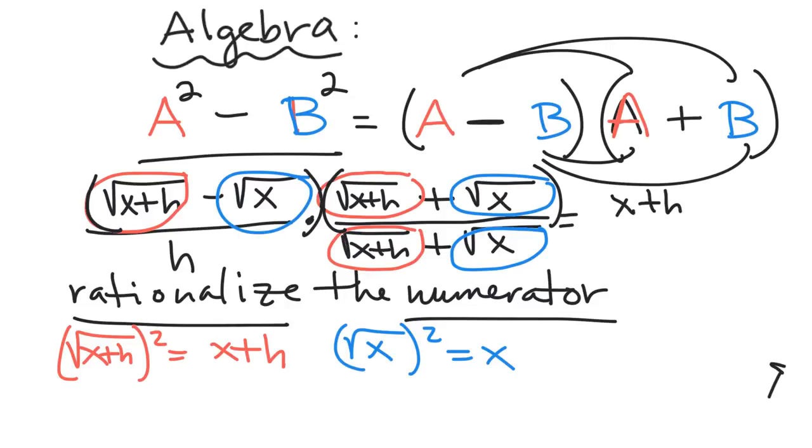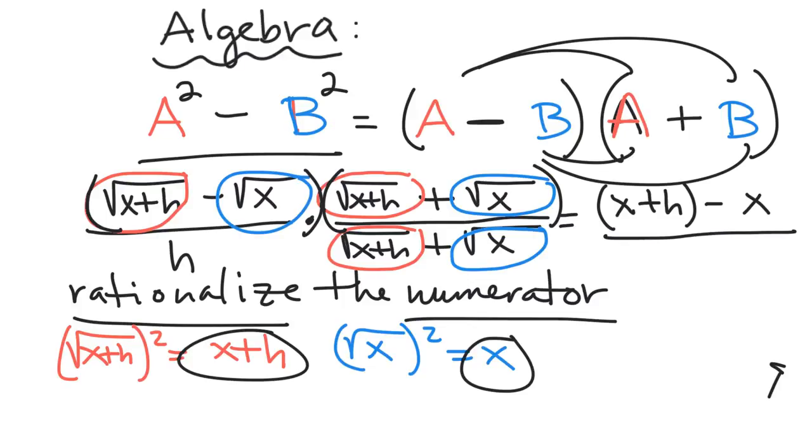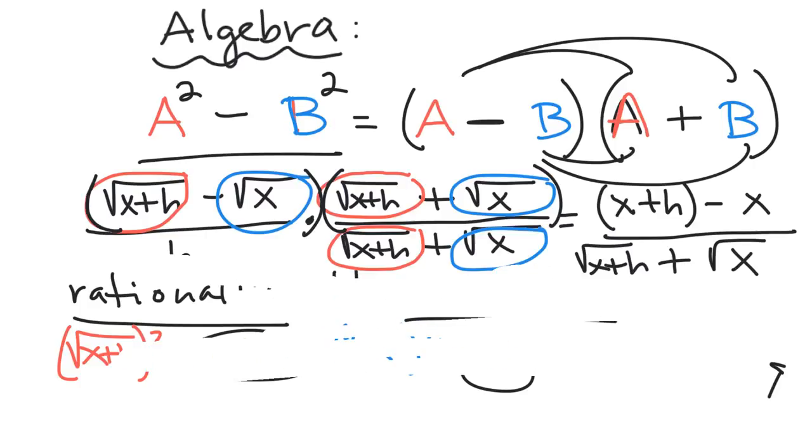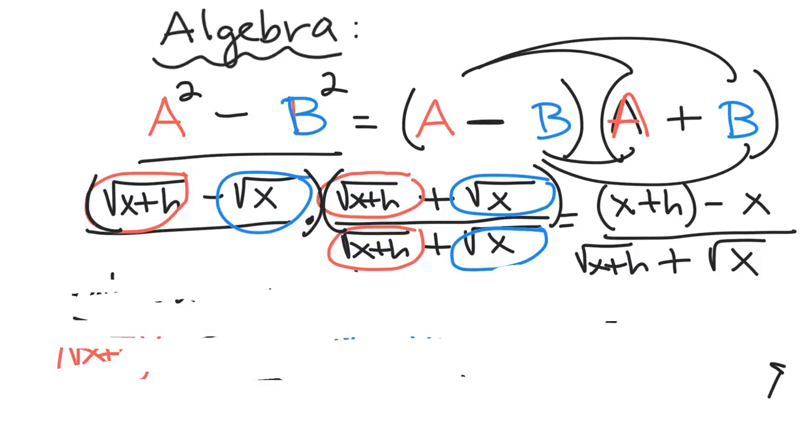So we get x plus h minus x, over this still more complicated thing, square root of x plus h plus the square root of x. So let's get rid of some of this so that we can finish our problem and see what we've got. You can take a look at that numerator, and I think you'll see that in the numerator the x's cancel, so all we have is h.